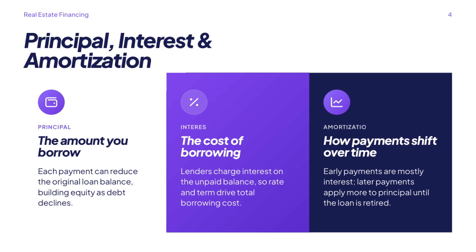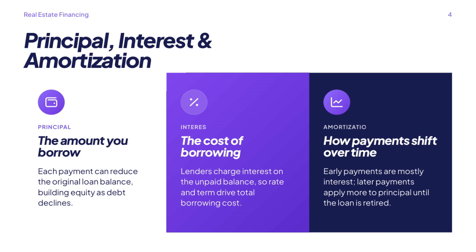It's important to understand how your payments shift over time. Early in the loan, most of your payments go toward interest, while later payments apply more toward the principal until the loan is fully paid off. This process of gradually paying down a loan through regular payments that cover both principal and interest is known as amortization. Keeping these concepts in mind helps you understand how your loan works and what drives the cost of financing real estate.